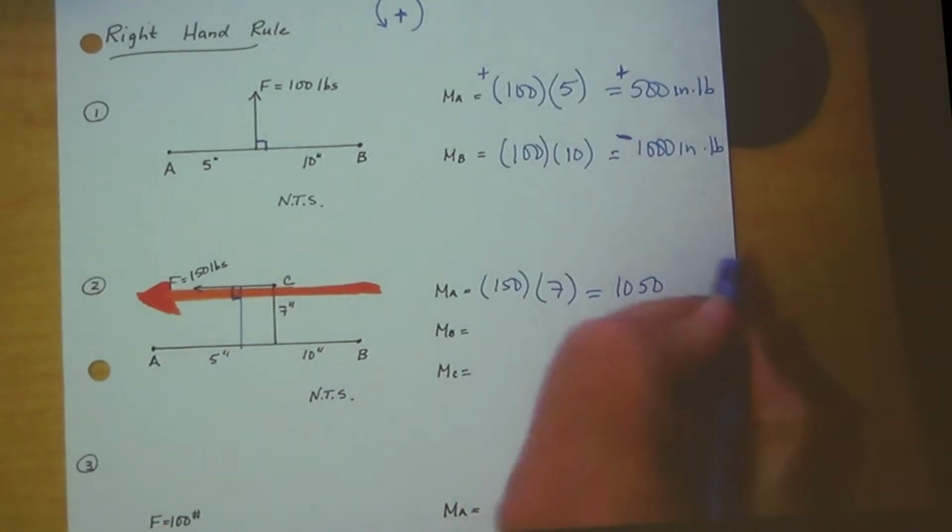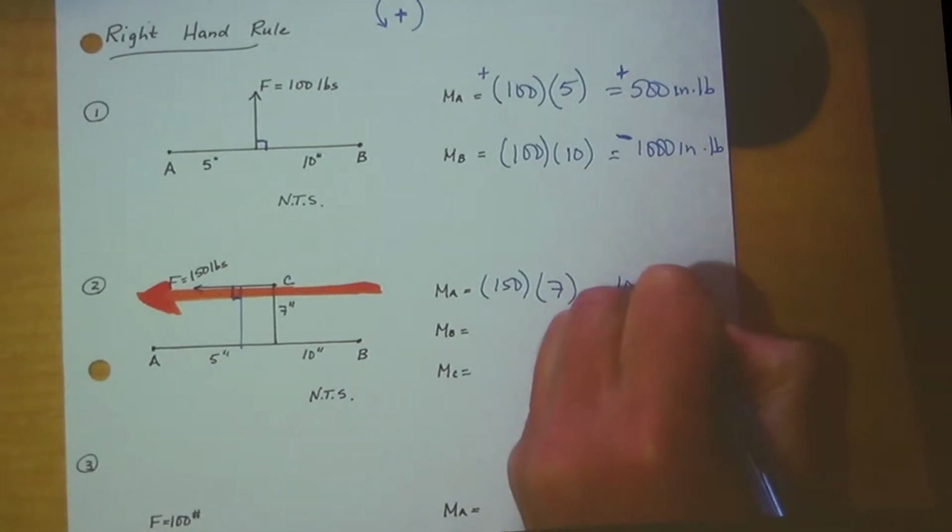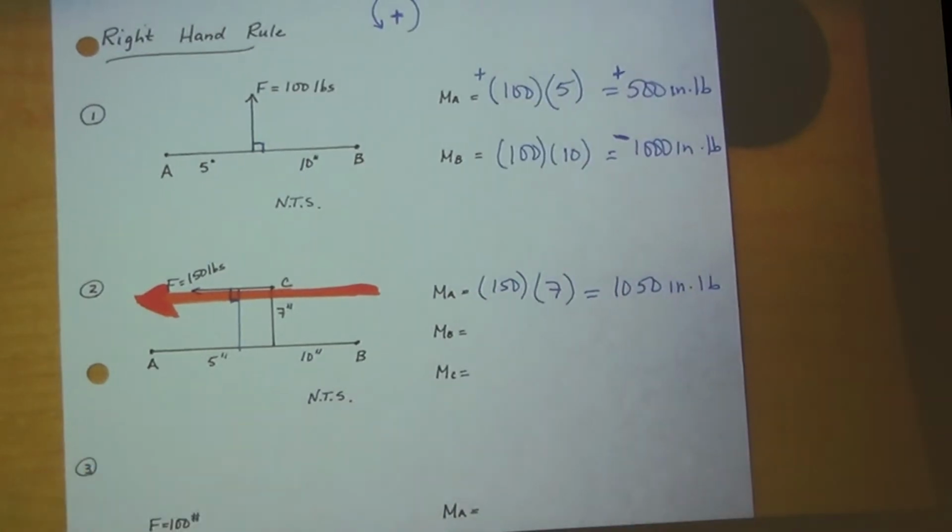And what units, Karen? Inches, pounds, right? And did you get positive or negative? Positive. Everybody, fingers go in the direction of the force, palm goes towards point A, I got a positive.